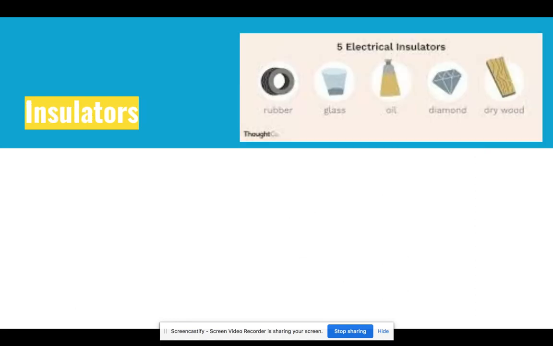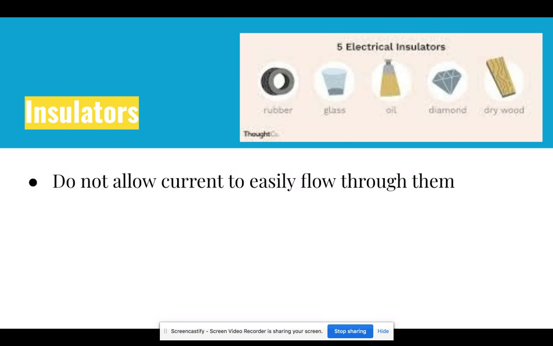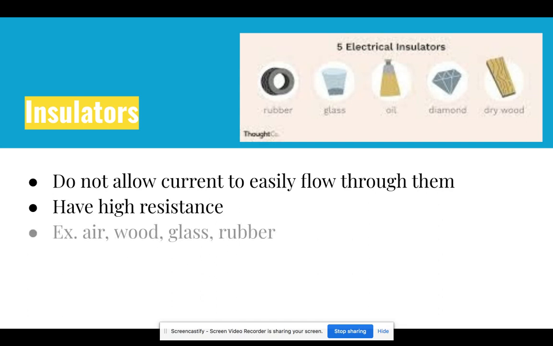Insulators. So insulators, again, up here you see rubber, glass, oil, diamond, dry wood. These are things that do not allow current to easily flow through them. They have high resistance. Again, examples. Now, here's one that's not listed up here, but air. Air is a really good insulator.